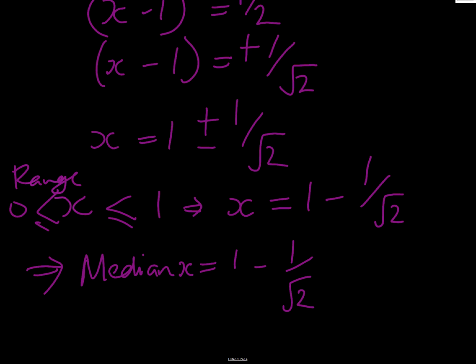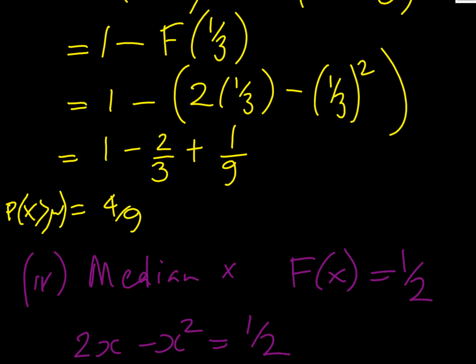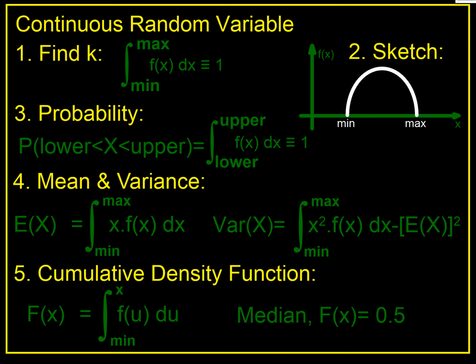So there you have it. Just stay there a sec so you can see it. There we go. So that's the median, 1 minus 1 over root 2. So that's a classic question. Quick summary then of what we've done in this.